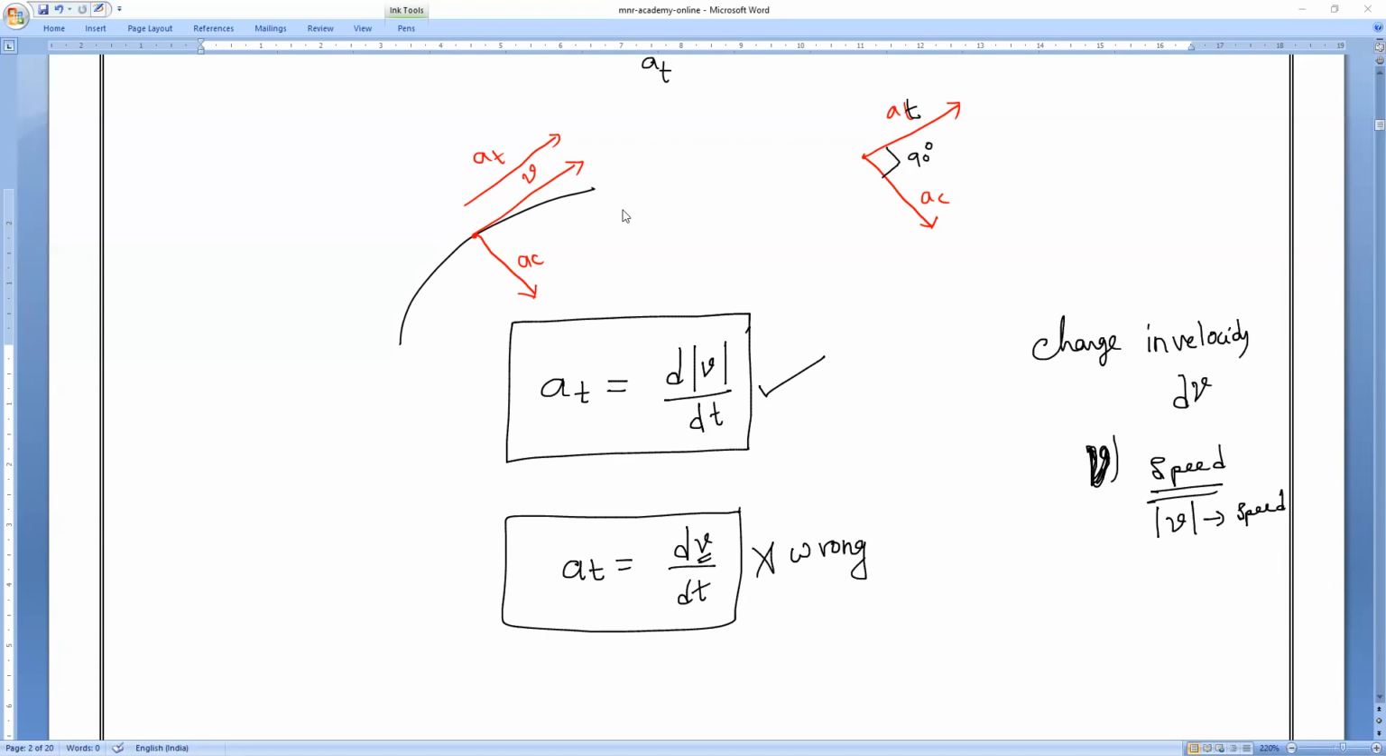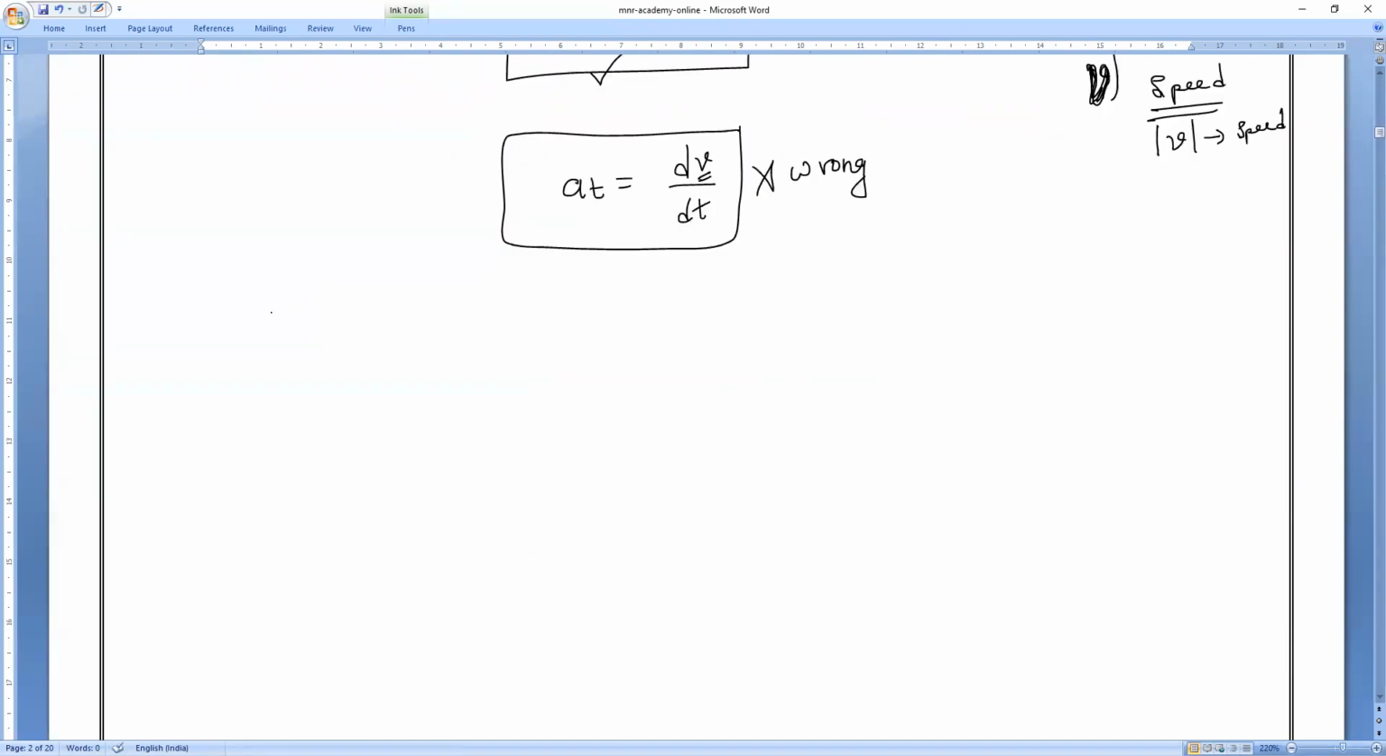So what is the perfect formula for tangential acceleration? Tangential acceleration a_T is equal to the differentiation of mod V. Mod V means what? Speed or velocity? Speed. That is the perfect formula. Please remember that. Now, if you observe very carefully, let me ask a question.